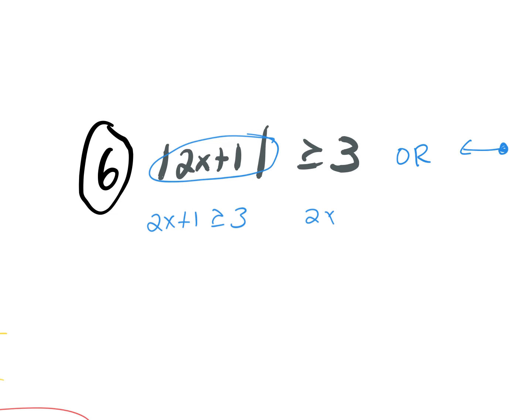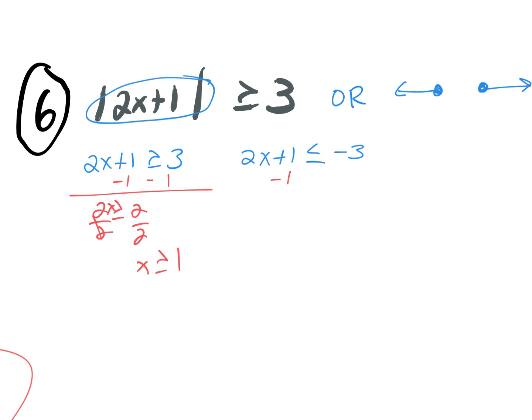2x plus 1 less than or equal to negative 3. Good job. You changed the sign of the answer and flipped the inequality sign. So over here, I'm going to subtract 1. 2x is greater than or equal to 2. Whoops, forgot the x. Divide both sides by 2, and I get x is greater than or equal to 1.